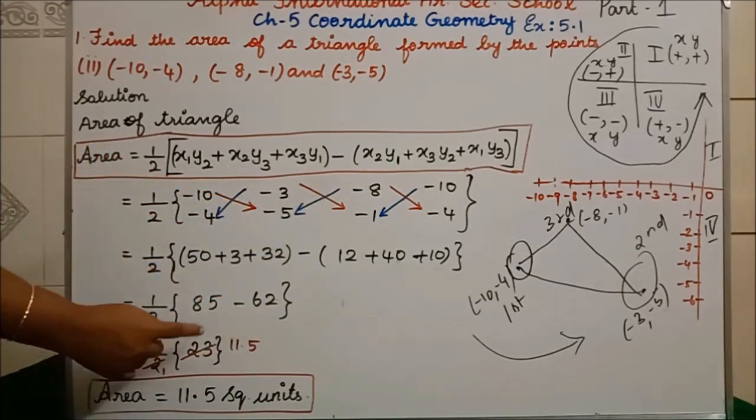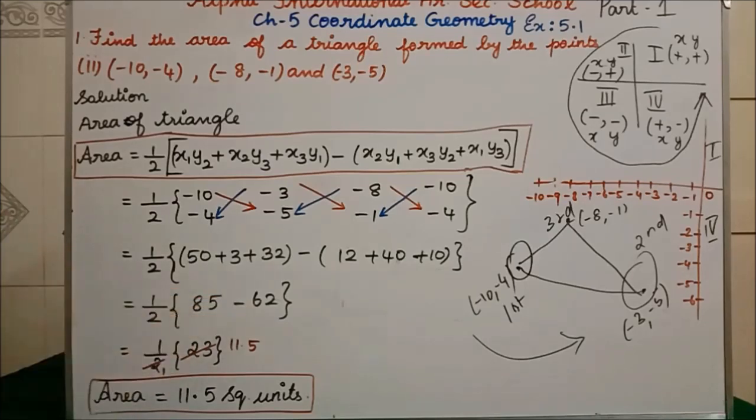1 by 2 into 85 minus 62 is 23. So 2 and 23, if you cancel we are getting 11.5. Therefore area of the triangle is equal to 11.5 square units. Surely you have to write square units.